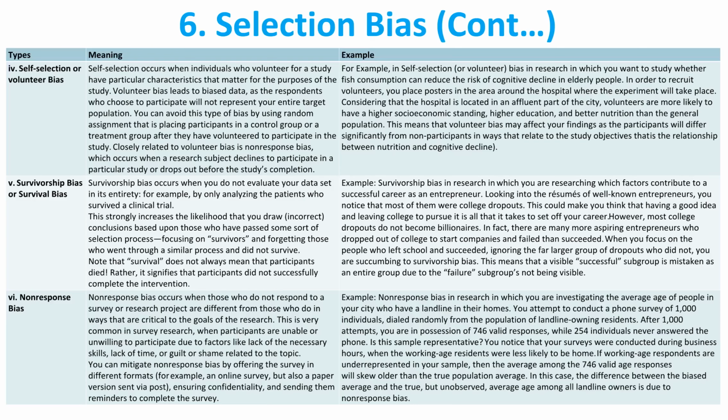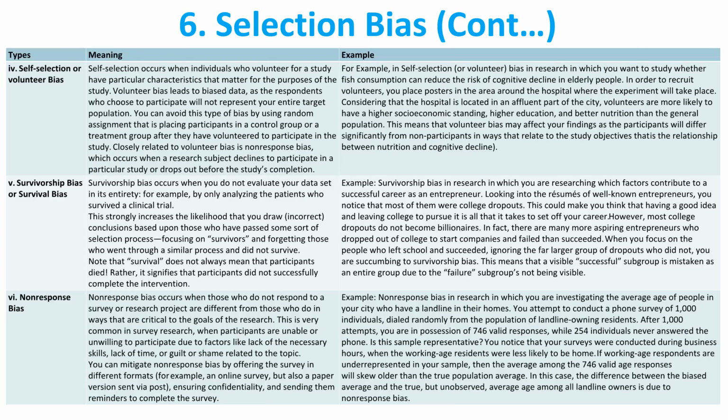Example: survivorship bias in research, in which you are researching which factors contribute to a successful career as an entrepreneur. Looking into the resumes of well-known entrepreneurs, you notice that most of them were college dropouts. This could make you think that having a good idea and leaving college to pursue it is all that it takes to set off your career. However, most college dropouts do not become billionaires. In fact, there are many more aspiring entrepreneurs who dropped out of college to start companies and failed than succeeded. When you focus on the people who left school and succeeded, ignoring the far larger group of dropouts who did not, you are succumbing to survivorship bias.